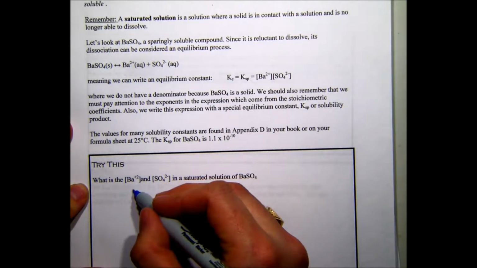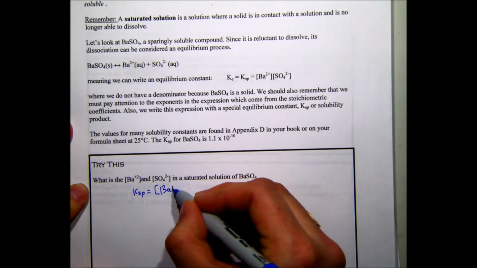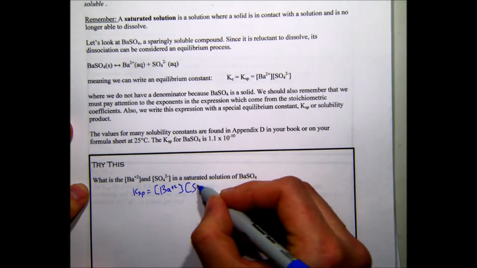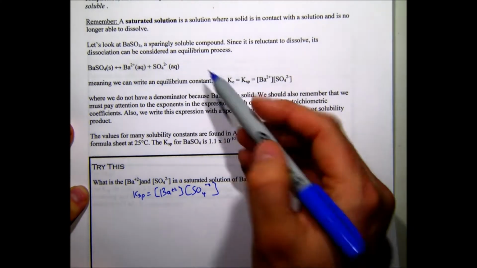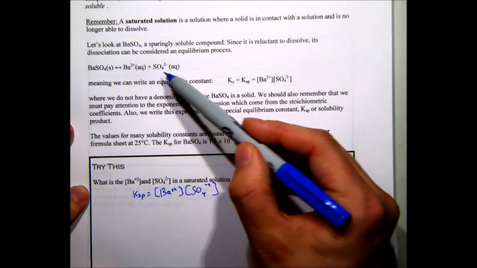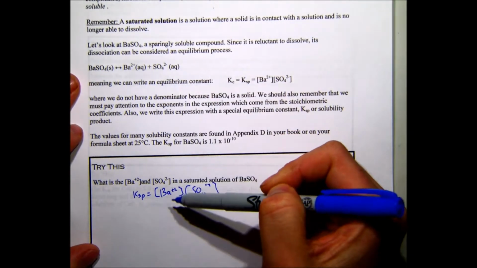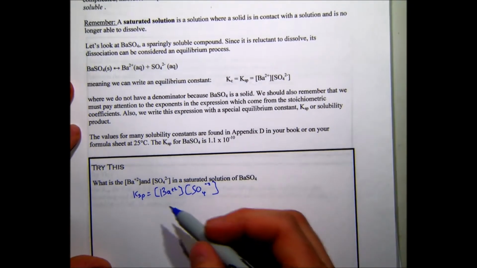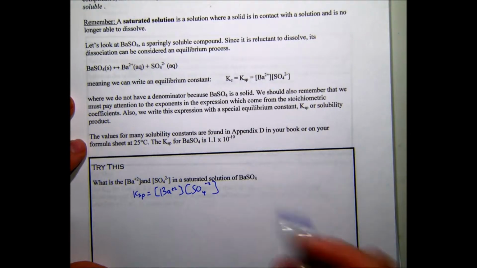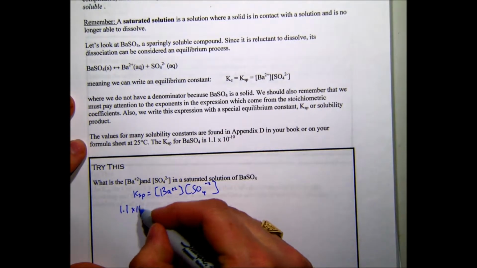barium sulfate? So I start by writing KSP is equal to the concentration of barium and sulfate, just like we have above. And remember, it's the concentration of the products divided by the concentration of the reactant, which I don't write out because it is solid. These are aqueous, so they appear. The next thing that I'm going to do is just put in my equilibrium constant that it gave me.